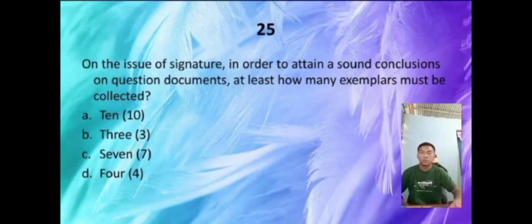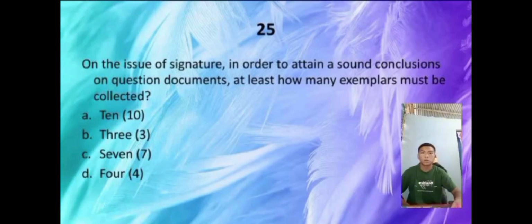25. On the issue of signature, in order to attain a sound conclusion on question documents, at least how many explainers must be collected? So my keyword is in order to attain a sound conclusion. My answer is A, 10. So collecting enough explainers of signature is a more solid approach for forensic document examination. It allows the examiner to analyze the variation and patterns of different signatures effectively.